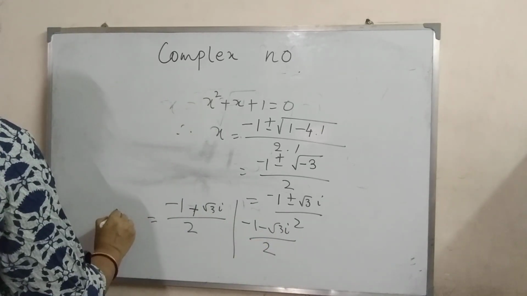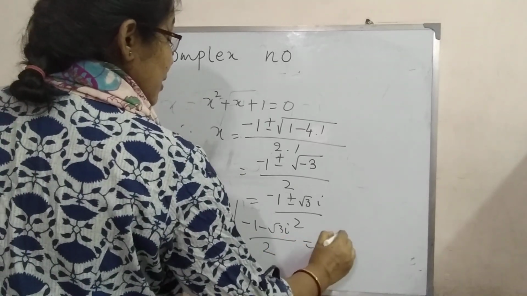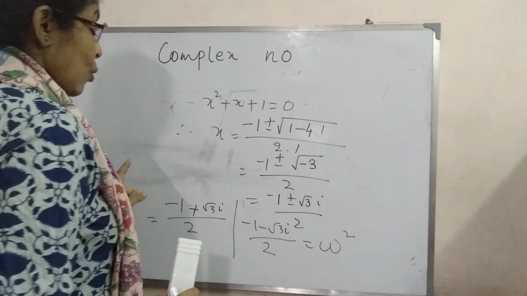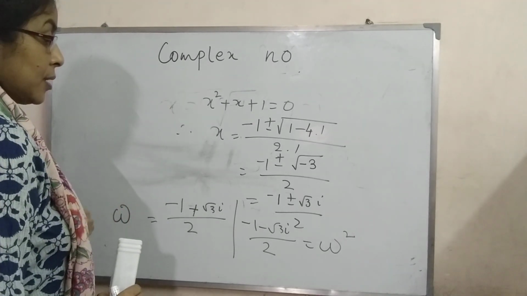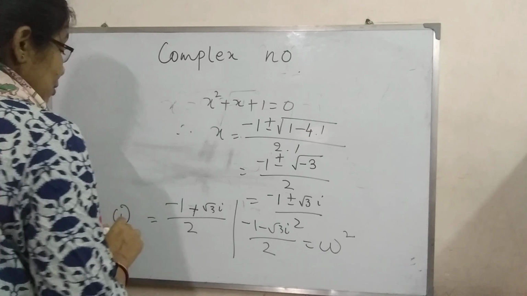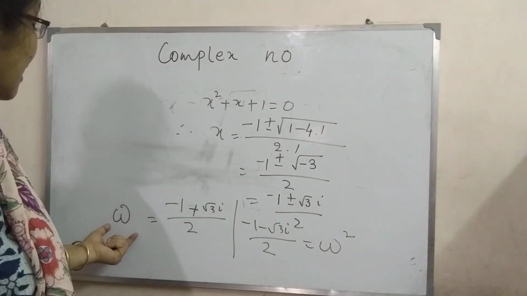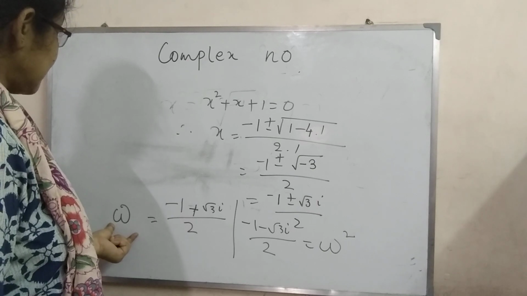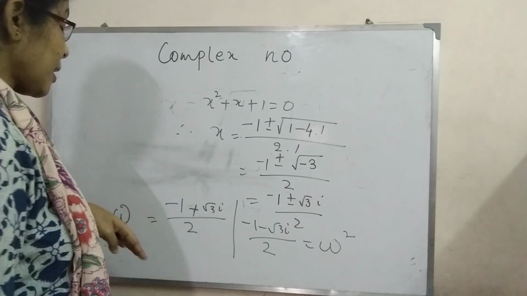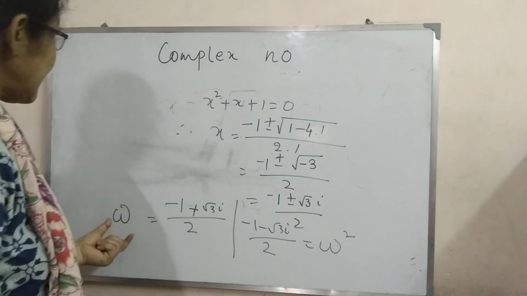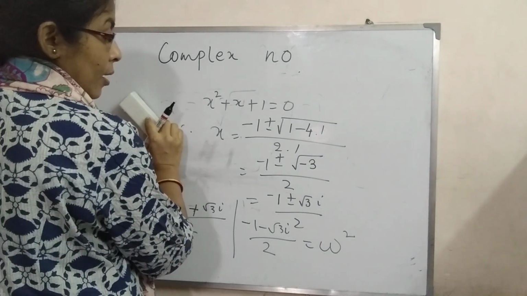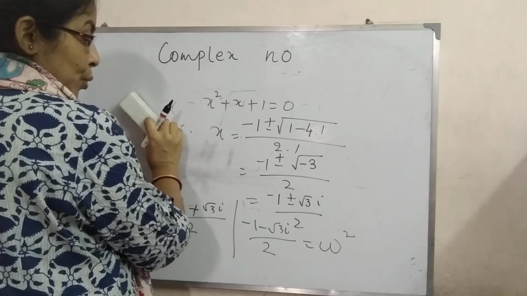One is denoted by omega and one is denoted by omega square. One thing: I am telling omega equal to this and omega square equal to this, but I can tell this is omega square and this is omega. It could be anything. Omega is one of the roots.